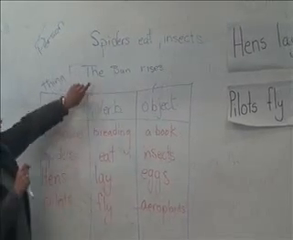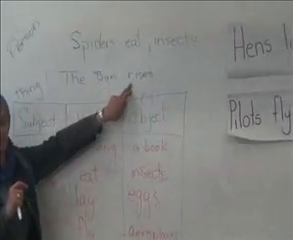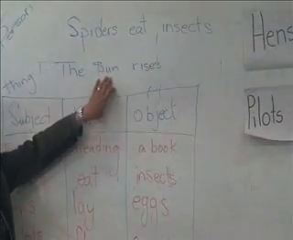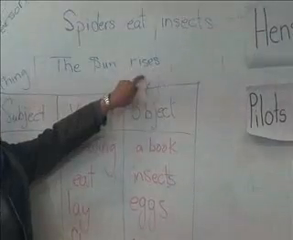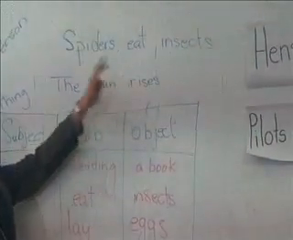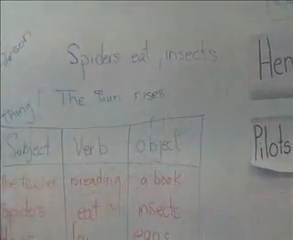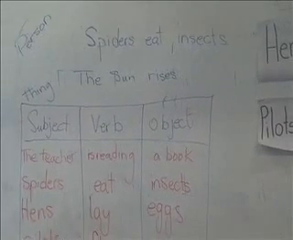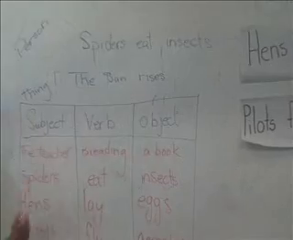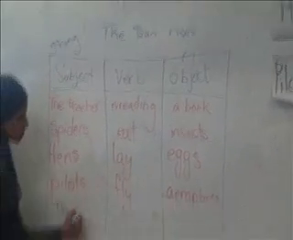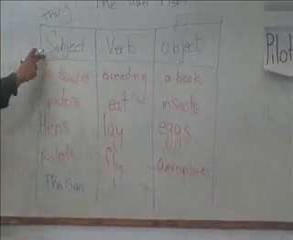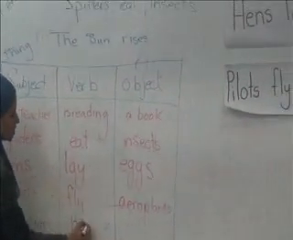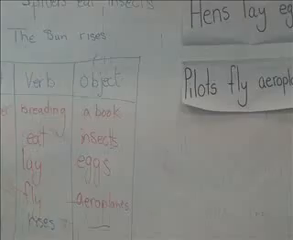Okay, so in this case, the sun rises. The sun is the subject, and rises is the verb. It's the action that the sun does. So we don't have an object here. Okay? So, in the table, the sun goes under the subject, and under the verb, rises, and here we don't have anything.